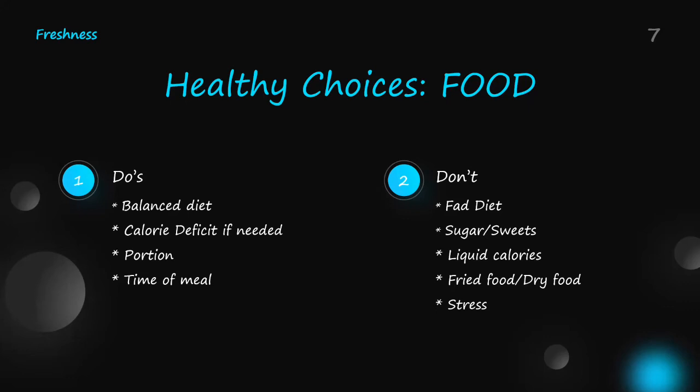Indian foods are the best. You have roti, sabzi, dal, rice, curd, good enough. This takes care of all the proportions needed of macronutrients. Calorie deficit if needed. Again, I will give more clarity on calorie deficit in my next slides. Portion. Salads are good, but then how much portion? Even salads come with some calories. So portion is equally important.